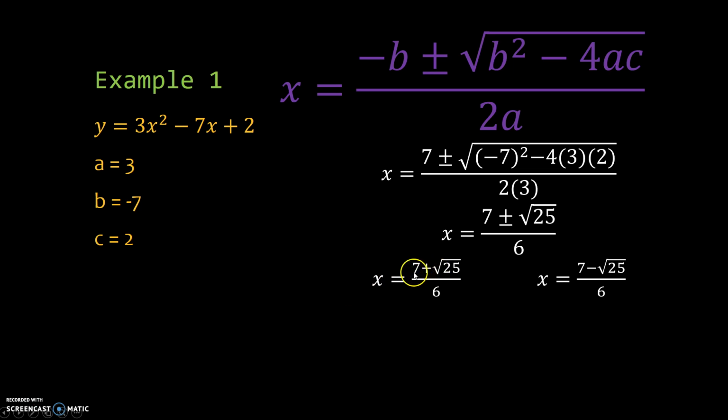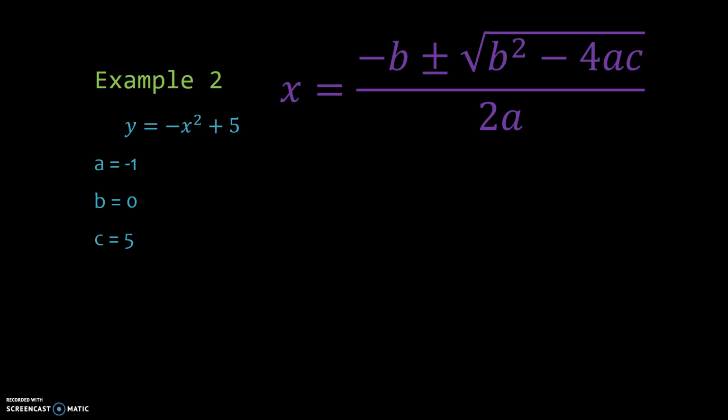So what you'll do is in your calculator, you'll do 7 plus the square root of 25, get an answer, and then whatever you get, divide by 6. Same thing for here, except now we're going to do 7 minus the square root of 25, hit equals to get an answer, and then divide by 6. The two answers you get are 2 and 0.33. Remember, these are points, so you're going to write it out as (2, 0) and (0.33, 0), because these are our x-intercepts.